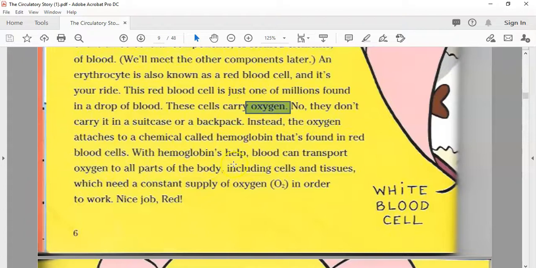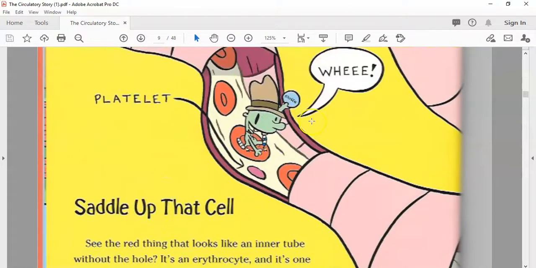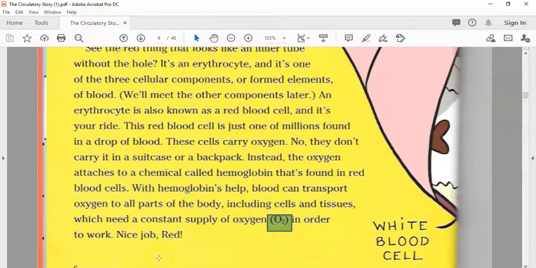With hemoglobin's help, blood can transport oxygen to all parts of the body, including cells and tissues which need a constant supply of oxygen, or O2. So remember this, O2 is oxygen. In order to work, nice job, Red. Oh, okay, so our whole body needs what? Oxygen. And who carries the oxygen?